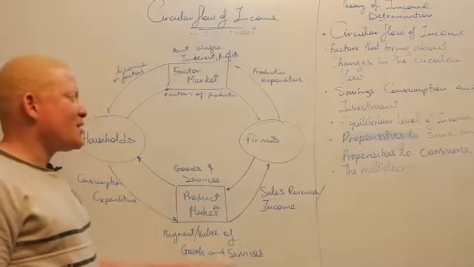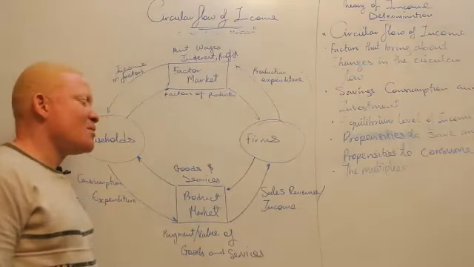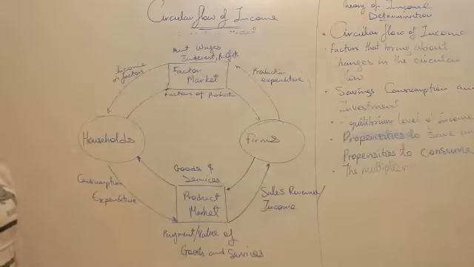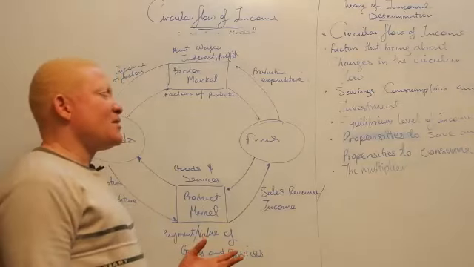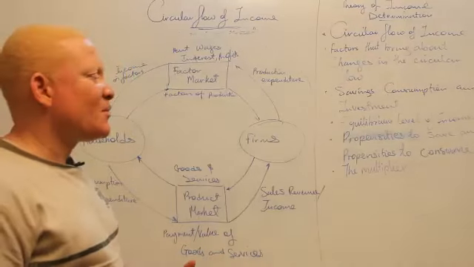We go through this as value and it gets to the firms as sales revenue or income on production. Now we see the way the circular flow of income looks like.